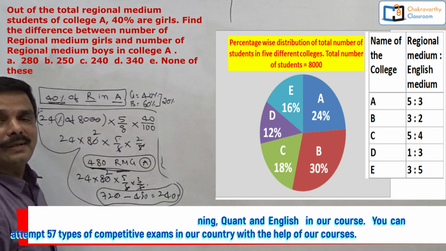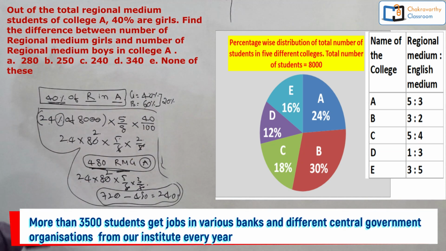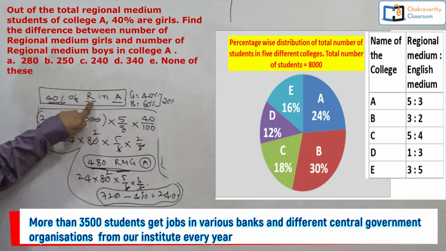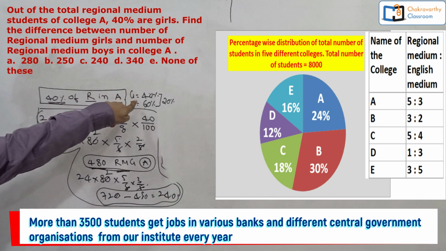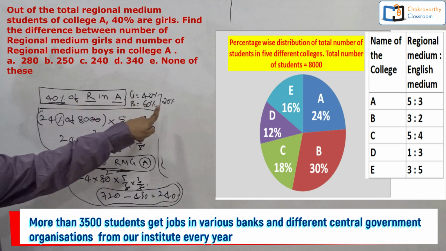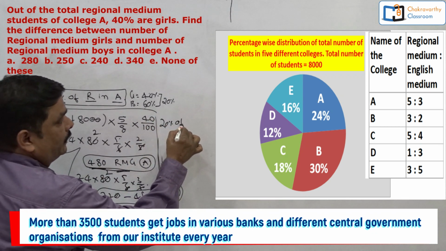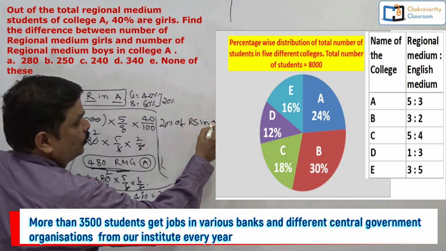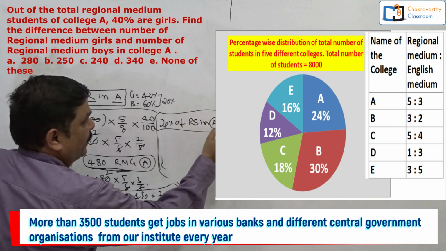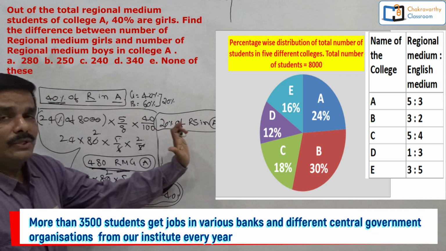20%. That's it. 20% of what? 20% of regional medium students in college A, boys and girls. Now I need to find out 20% of regional medium students in college A. This is my answer. That's it. In one step, while reading the question.